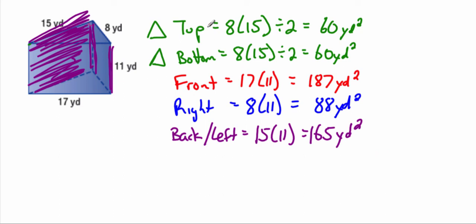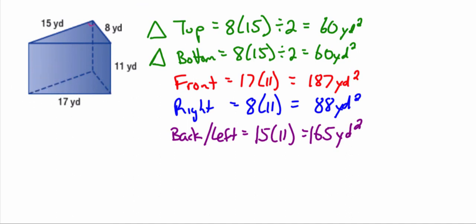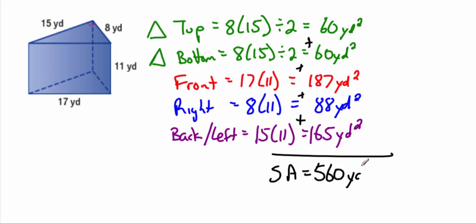So I just found the area of my two triangles. Always look for that base and that height. Then I found the area of each of the rectangular sides. There's always going to be 3, so you should have 5 sides total. When I'm done, add them all together, and that gives you the surface area of the whole shape. In this case, my surface area is going to be 560 yards squared.